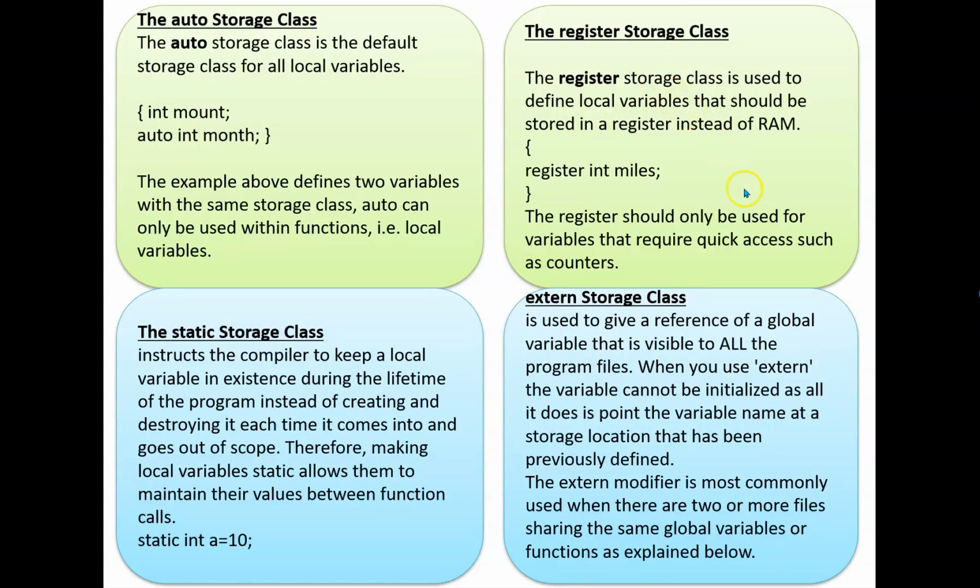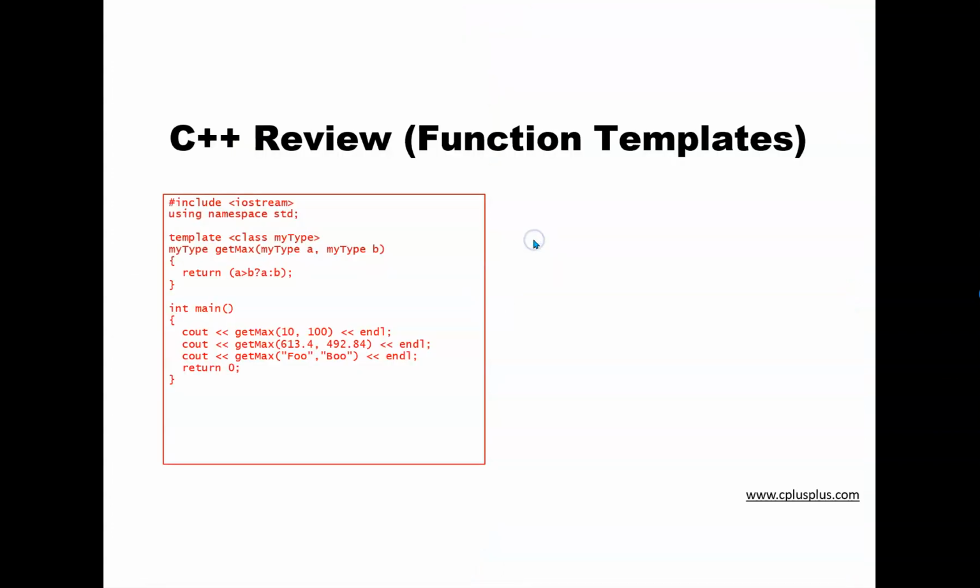So, external is usually a reference to a global variable that is visible to all. It basically makes it not initializable, but you can see it in other programs.